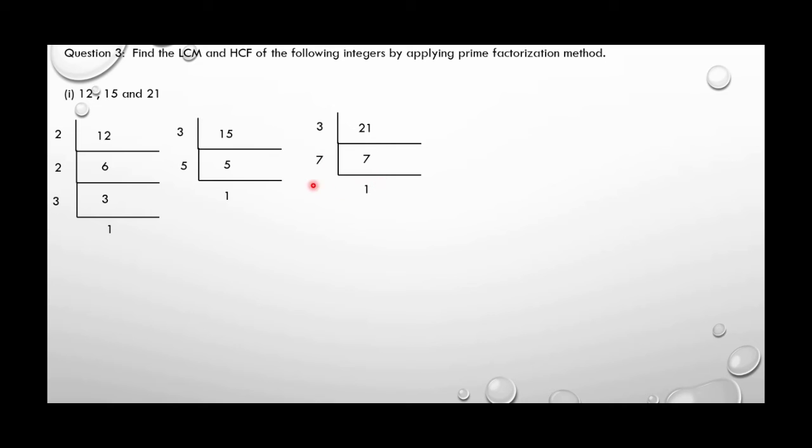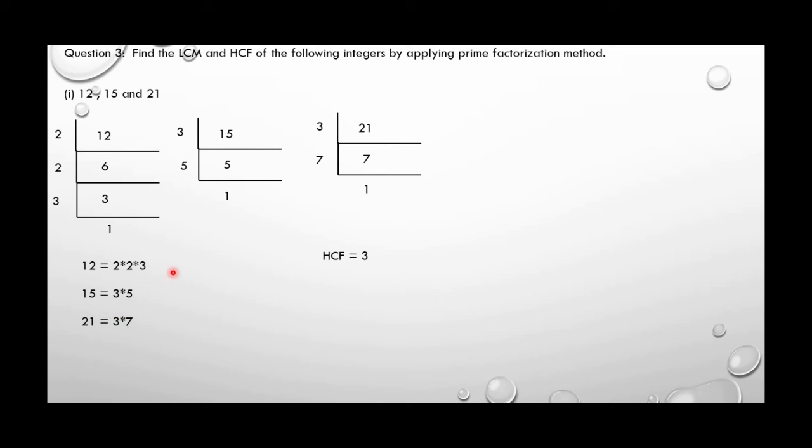Now the prime factors of 12 are 2 into 2 into 3, and 15 are 3 into 5, and 21 are 3 into 7. In order to find the highest common factor in all these three, we need to find the common terms in all these numbers. Therefore, we have 3 in all the three numbers as a common term. Therefore, HCF equal to 3.